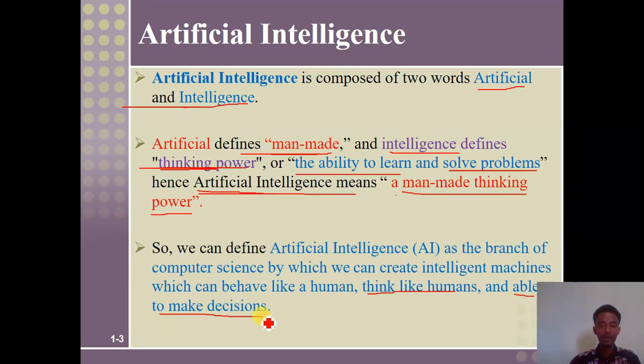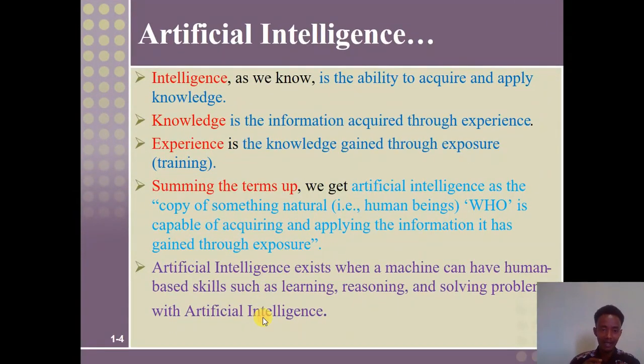This is generally what we call artificial intelligence. So intelligence, as we know, is the ability to acquire and apply knowledge. As human beings, we are intelligent human beings. We are intelligent creatures.